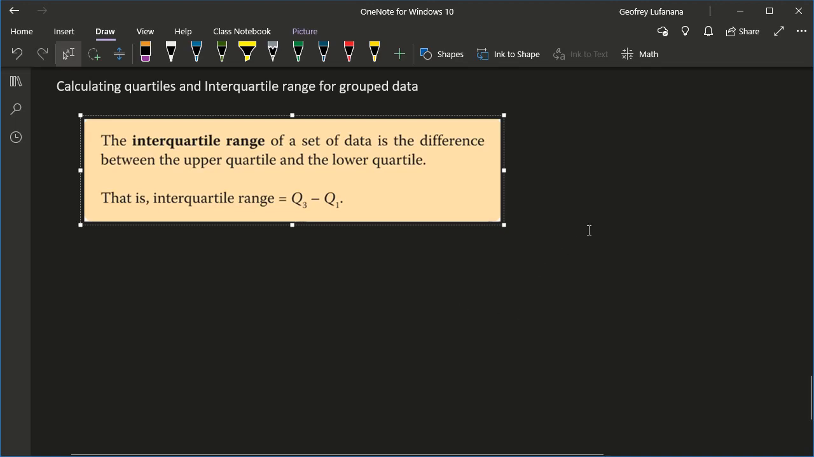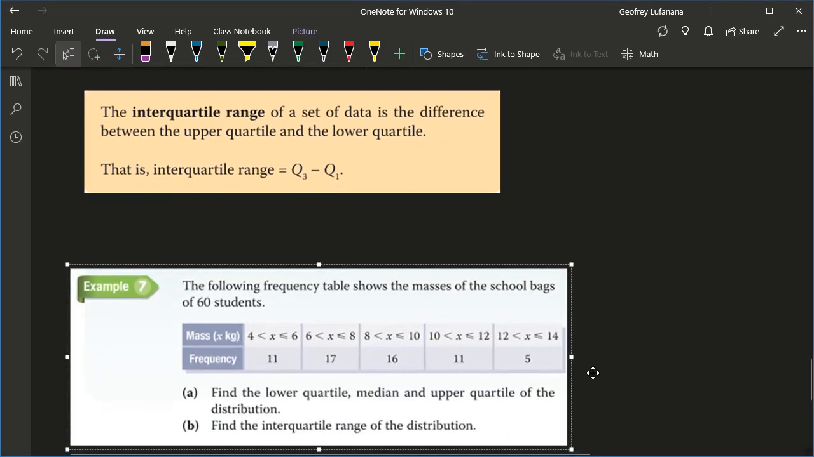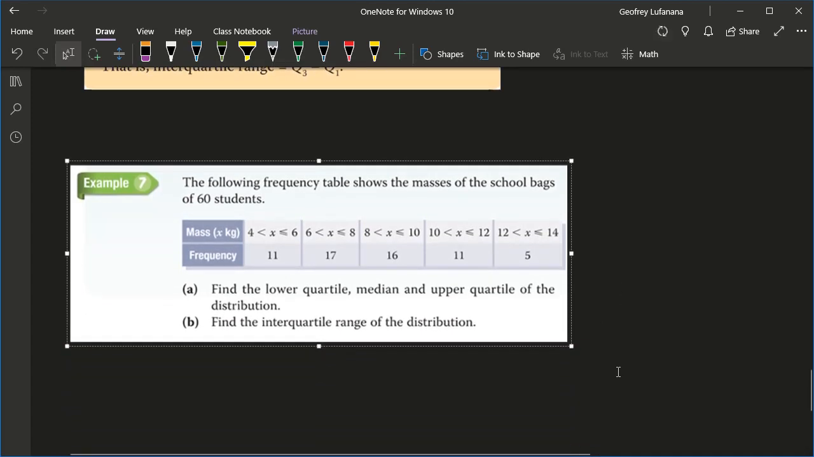Now, for grouped data, we determine the quartiles from a cumulative frequency curve, which means that before we can determine the quartiles, we need to first plot a cumulative frequency curve. Let's take an example of a question. This question is about the masses of school bags of 60 students. And that's the frequency table, and we're required to find the lower quartile, median, and upper quartile of that distribution. In order to solve this, we need to first plot a cumulative frequency curve.